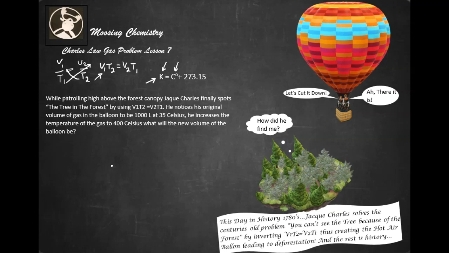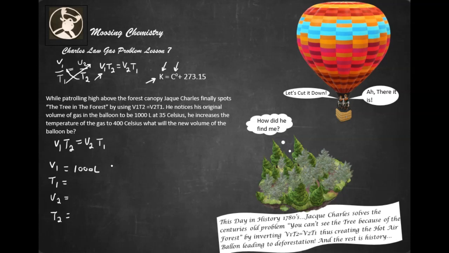Alright, so let's go ahead and write down our formula. V1 T2 equals V2 T1. So we're going to write down V1, T1, V2, T2. Then we're going to put our values in, and by doing this, we can keep everything straight. So our first volume is going to be 1,000 liters, so we write 1,000 liters, okay?